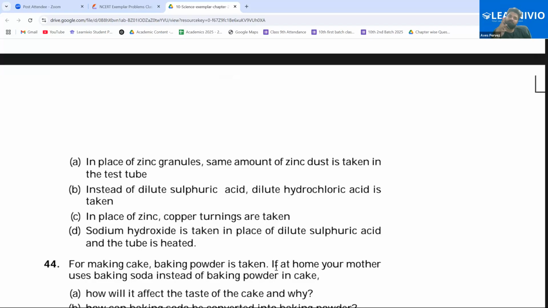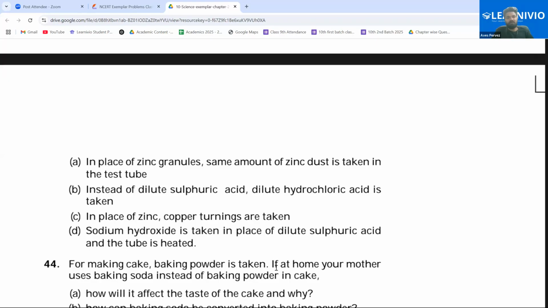The production will increase. How? Why? Reason. What is that reason that makes the hydrogen gas to produce at a faster rate? Can anybody answer me this question? Repeat, beta, आप कर सकते हैं. Sir, because zinc reacts vigorously with the HCl.